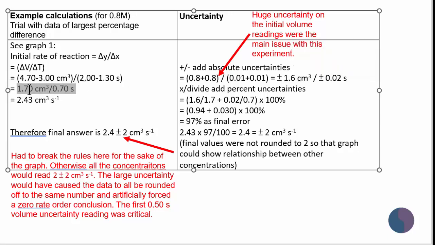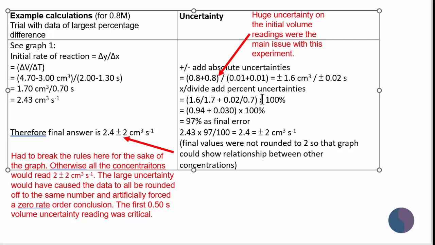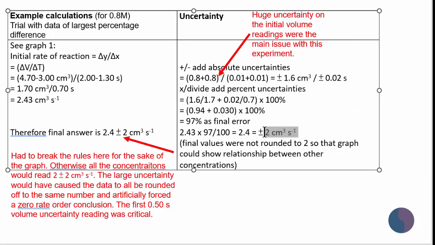The thing is now we're dividing, so we have to grab the absolute percentage uncertainty. So we have to grab the absolute and divide it by the total in both cases. So they're 94%, 30%, 94% and 3% are the percentage uncertainties. So now we add those percentage uncertainties. So we have a 97% uncertainty that we're carrying through. So now that we have our final results, 2.43, 97% of that is 2.4. So always to 1 sig fig, so it's plus or minus 2.